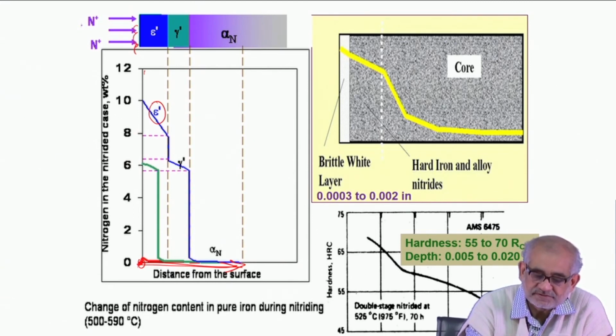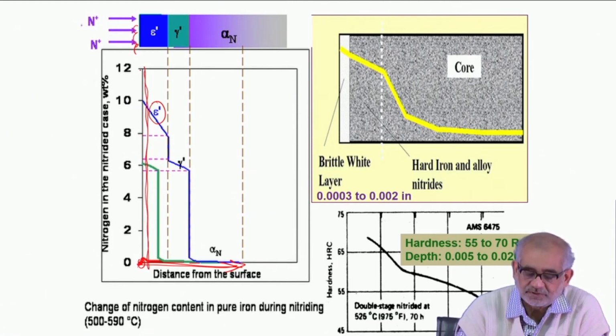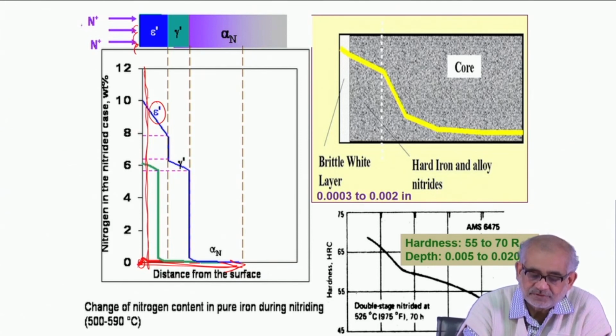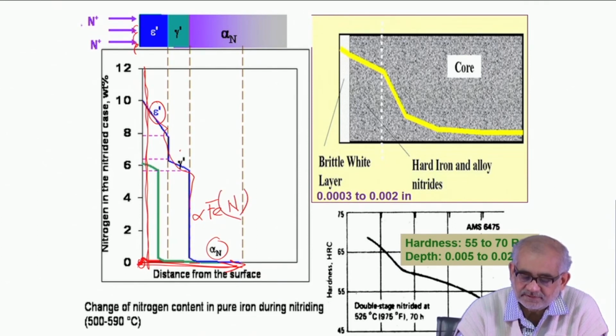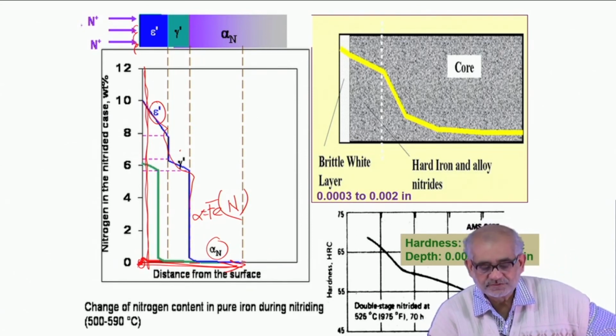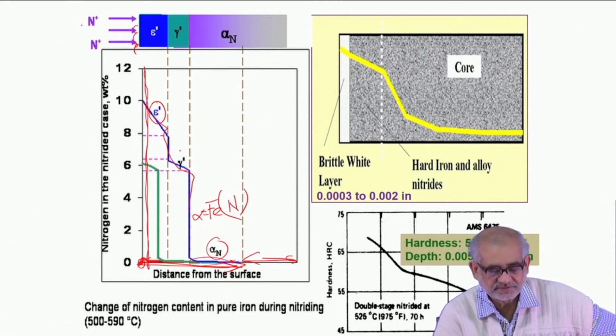So this is the surface layer, which is very, very rich in high nitrogen containing compounds, and then gradually the amount of, for example, epsilon decreases. So we have epsilon, then gamma prime, then alpha N. This is alpha N, means this is alpha iron containing nitrogen, so interstitial solid solution of nitrogen in alpha iron. And then of course the matrix, which remains unaffected.